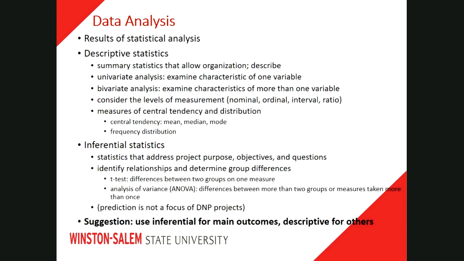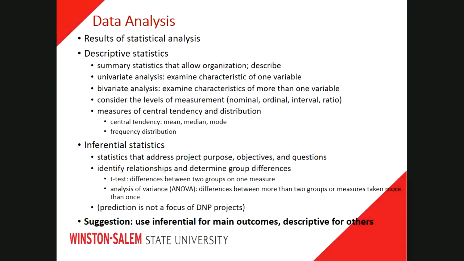You also want to look, like we said, for inferential statistics, statistics that address the project purpose, objectives, and question. Now, these statistics will identify relationships and determine group differences. This is when you start using something as straightforward and simple as a t-test. It's going to give you the differences between two groups on a particular measure. If you're looking at articles that are using pre-post, you will likely see t-tests utilized. You may also see ANOVA utilized, and this is when there are differences between more than two groups or measures taken more than once. So there may be some repeat measures that require this type of analysis.